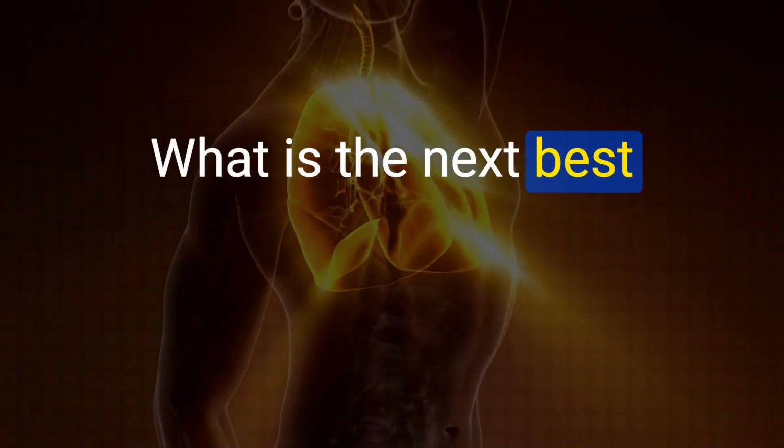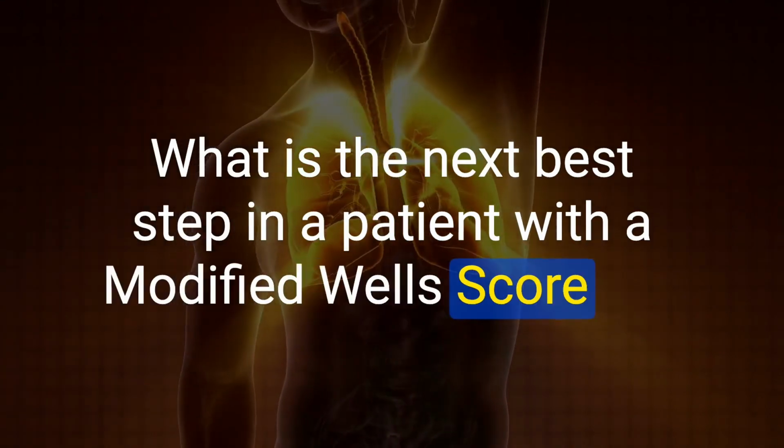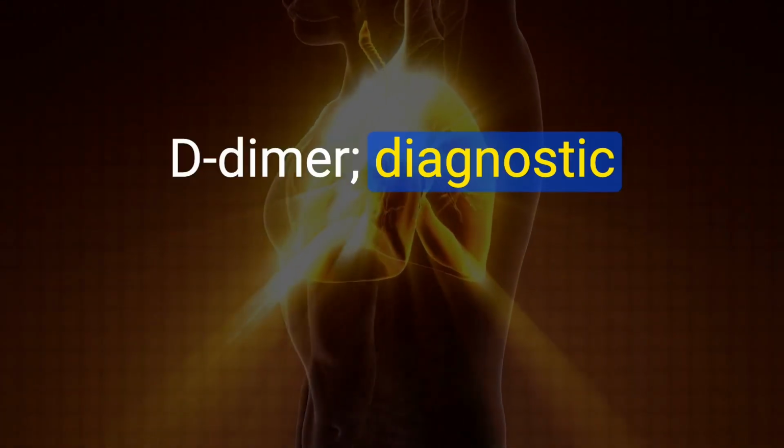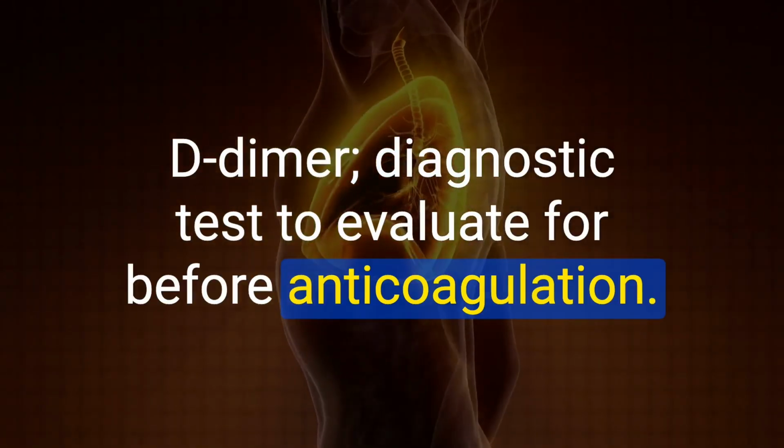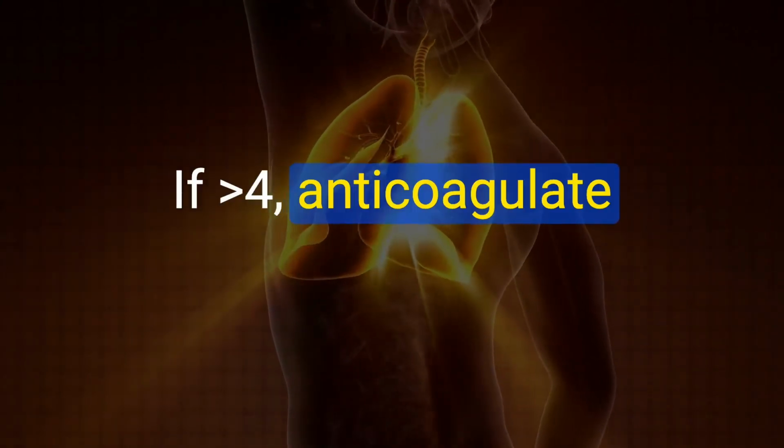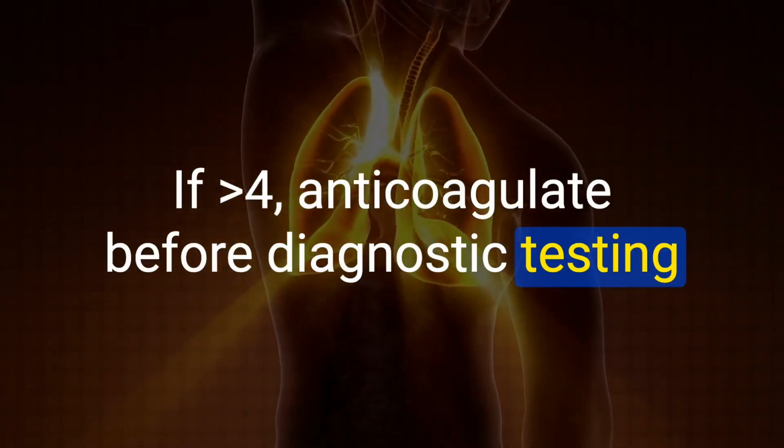115. What is the next best step in a patient with a modified Wells score less than 4? D-dimer, a diagnostic test to evaluate before anticoagulation. If greater than 4, anticoagulate before diagnostic testing.